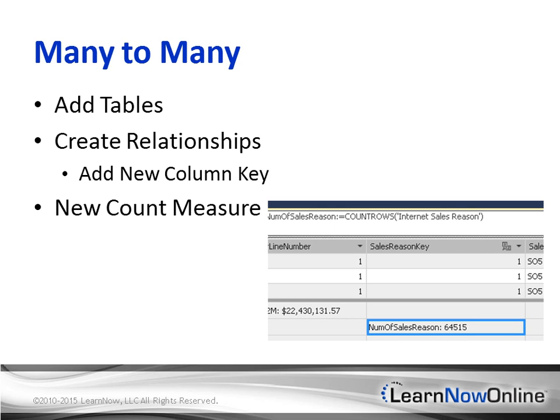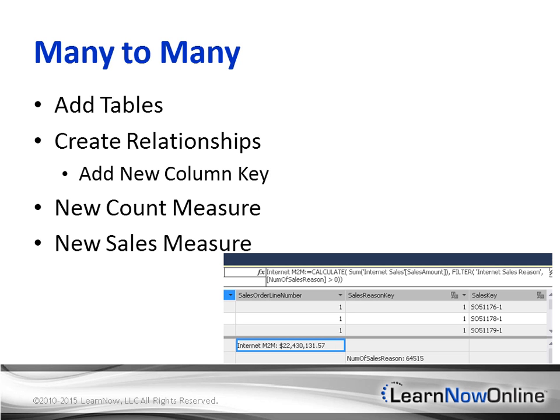The new count is created in the bridge table. Here the example is number of sales reason. Then we create a new sales measure that is related to the internet sales through the sales reason. And here we give a filter to see if that number of sales reasons is greater than 0.